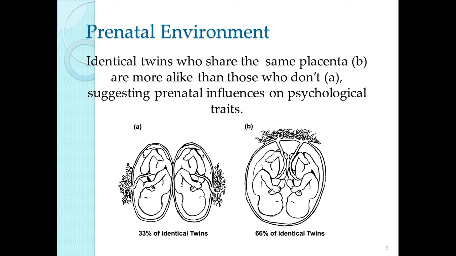What we find is that identical twins that share a placenta, and therefore have a more similar, not 100% identical, but more similar prenatal environment, are more similar when it comes to their psychological, behavioral, and physical traits. Now, I say they're more similar because they don't actually have the exact same experiences. So imagine you're a woman pregnant with identical twins that are sharing a placenta.